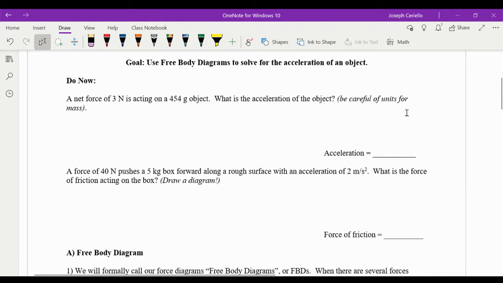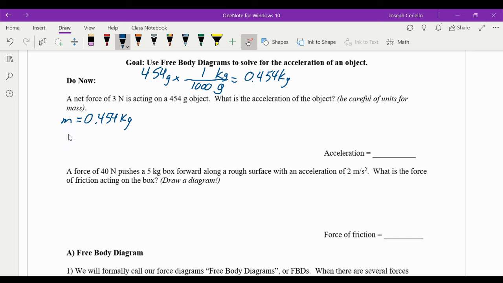The first one says a net force of 3 newtons is acting on a 454-gram object. What is the acceleration of the object? Be careful for the units of mass here. Whenever we do any question this year, you really have to make sure that the units for mass are in kilograms. So if we have 454 grams, we want it in kilograms. Always multiply by what you want over what you have. And we know that there are 1,000 grams in 1 kilogram. So we get 0.454 kilograms. So that's our mass.